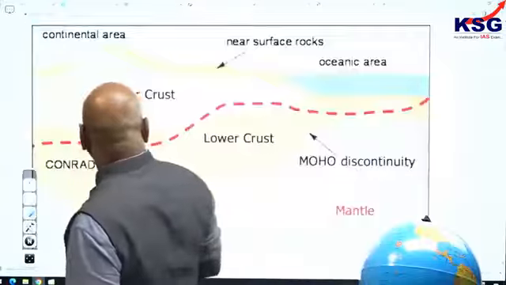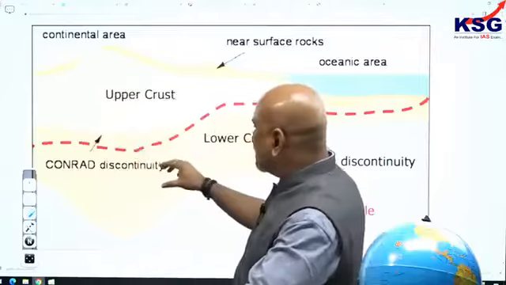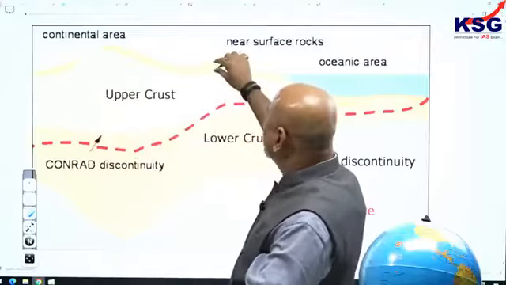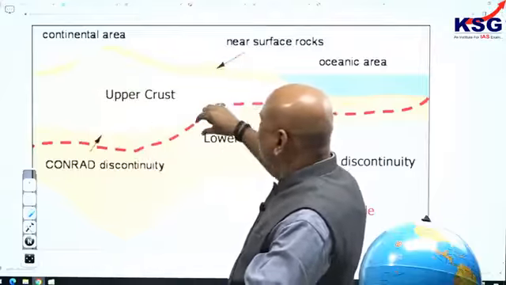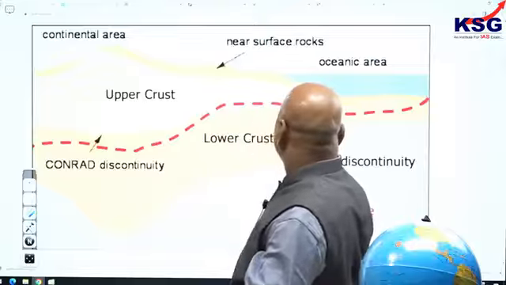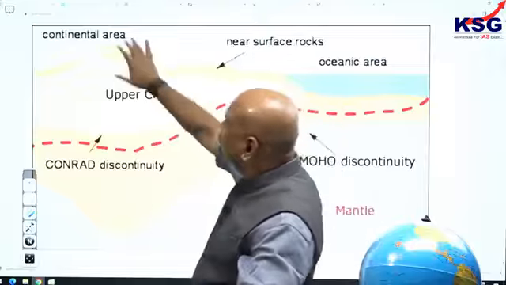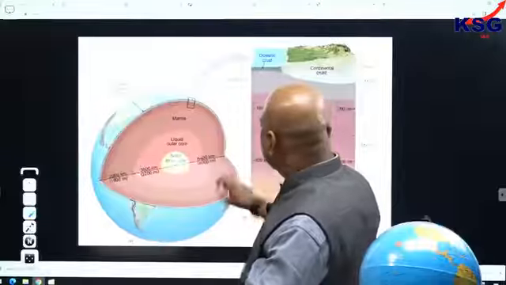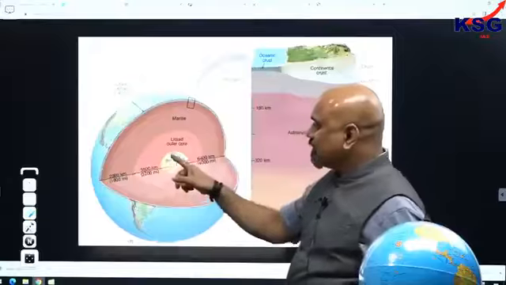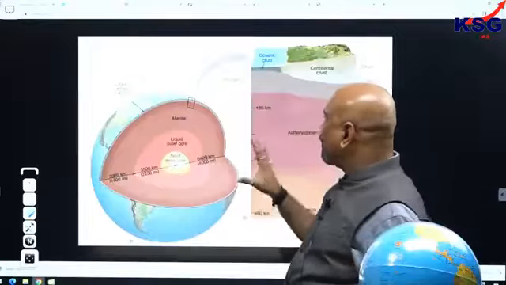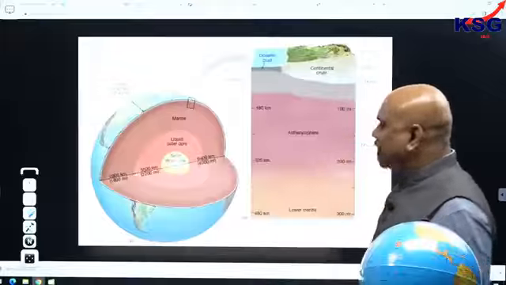Crust, mantle and core. Below the crust, we have some materials, and a discontinuity is there, because of this it is shown. You can see here in the earth the crust, mantle and the core, and how they are differentiated.